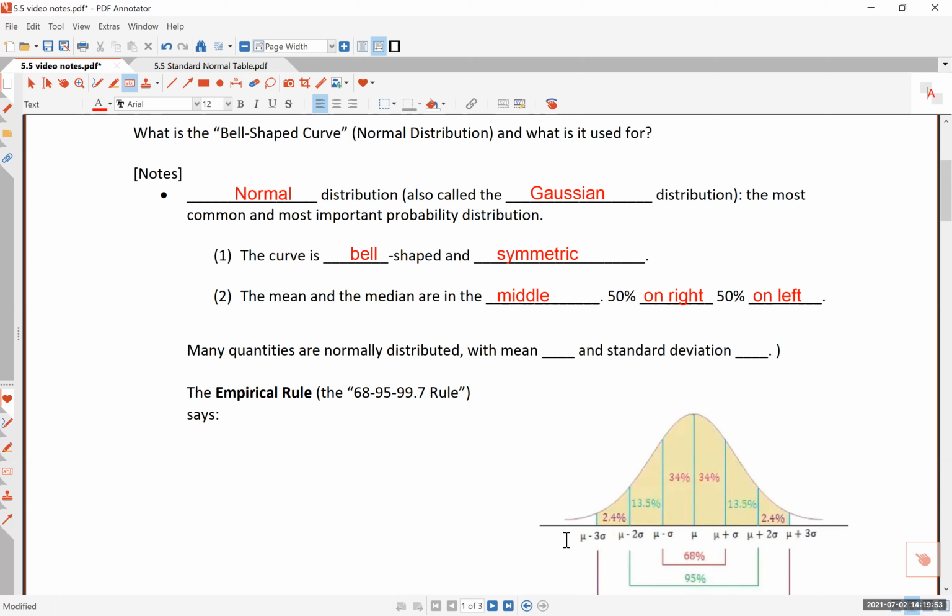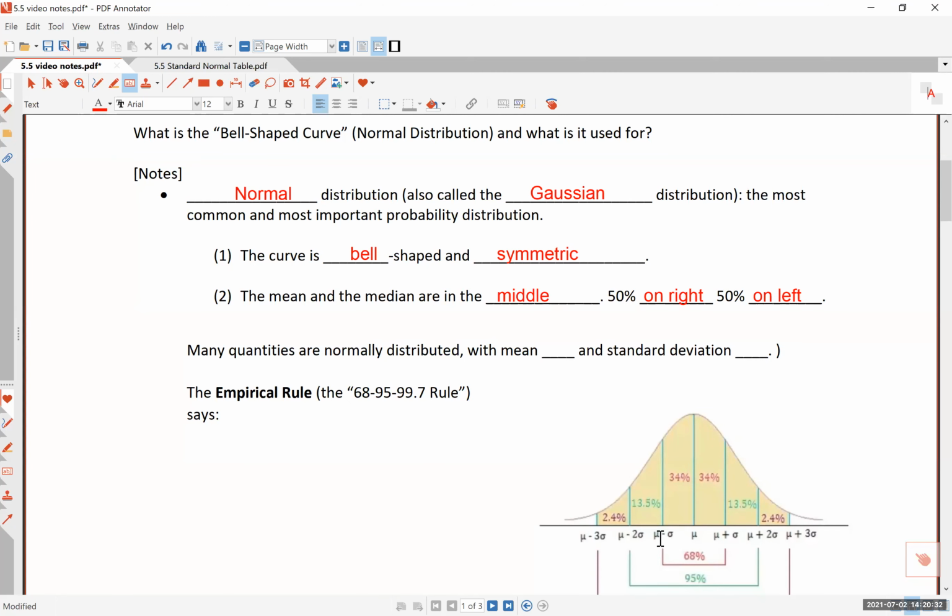Now you see some funny looking letters here. These are Greek letters. Mu, remember in the previous section, we learned that mu represents the arithmetic mean or the average. And then you have sigma. Remember, sigma was the standard deviation. And mu plus sigma is the value which is one standard deviation above the mean, right? This is the mean. This is one standard deviation above the mean. This number here is mu plus 2 sigma, that would be 2 standard deviations above the mean. And this is 3 standard deviations above the mean.